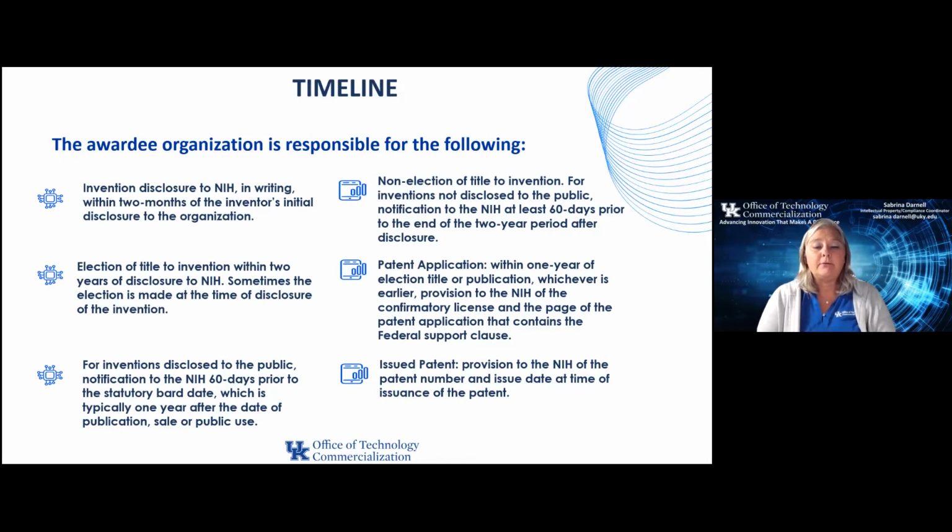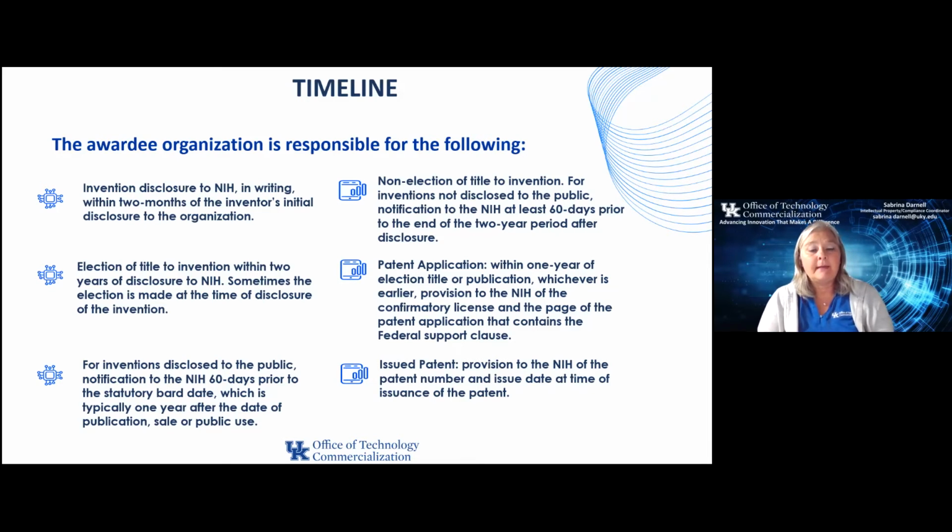Once it's disclosed, the next step would be to elect to retain title of the invention. We have 2 years after the disclosure of the invention to the agency, or 60 days prior to the end of any statutory period, which is publication, on sale bar, public use, or that kind of thing. If that has happened, we have 60 days to elect and retain title.